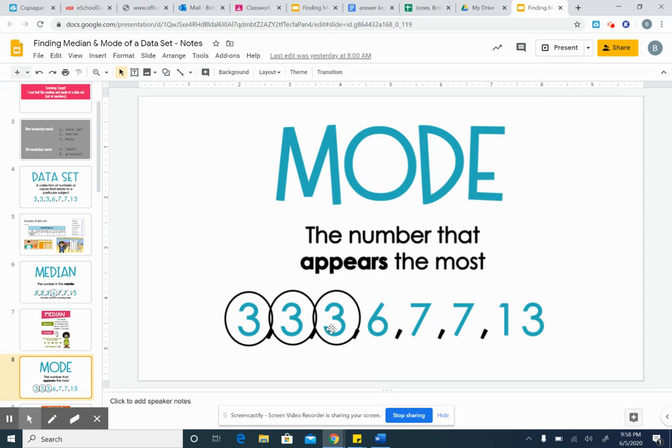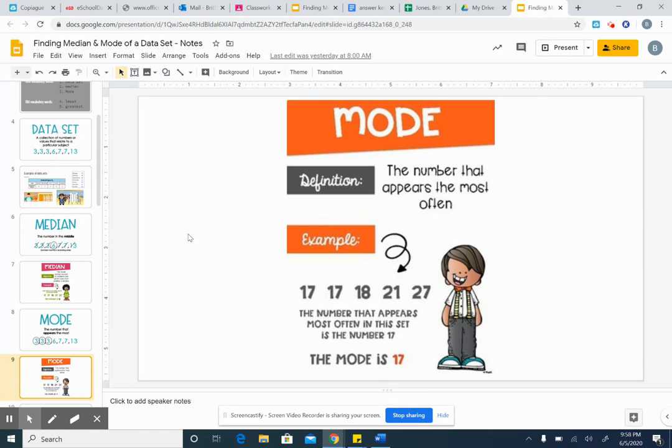but there's more 3s. There's 3 of them. So that number comes up the most. Okay, in this group right here of numbers, we have 17. That occurs twice. Everything else is just once. So 17 is the mode.